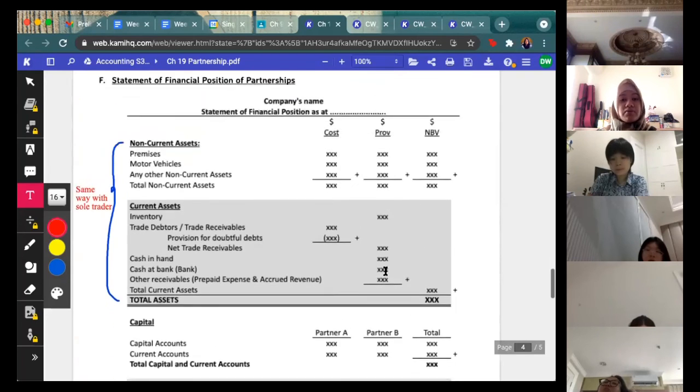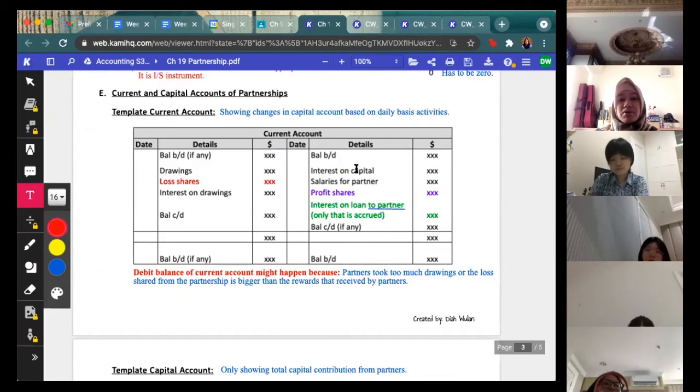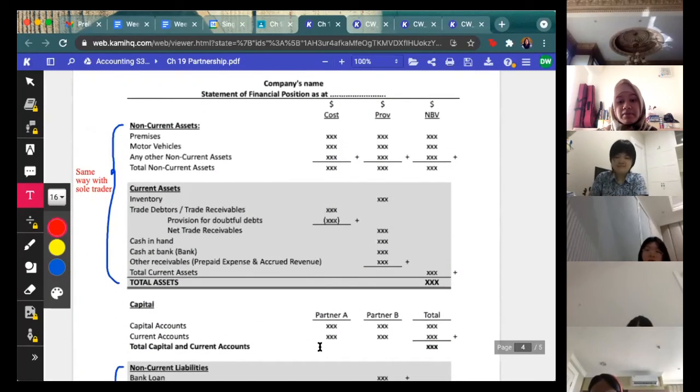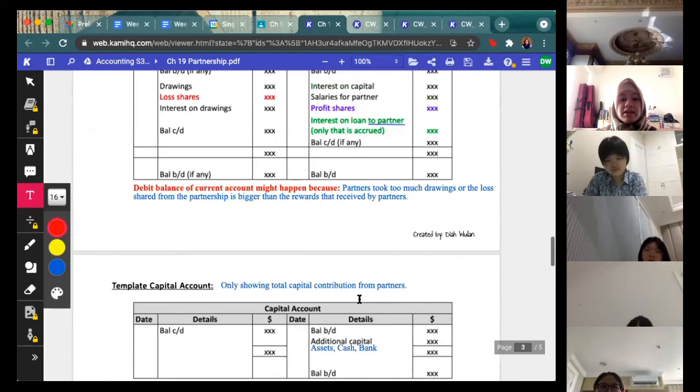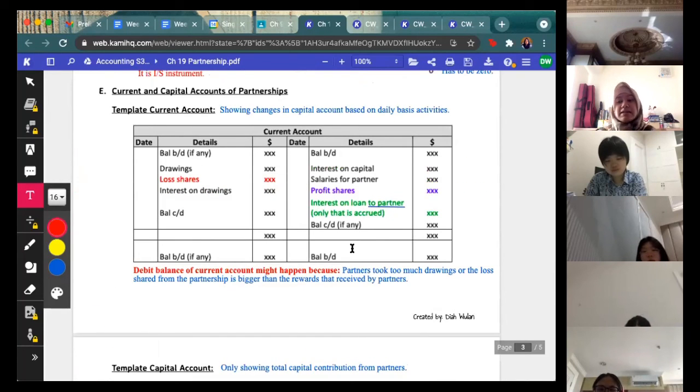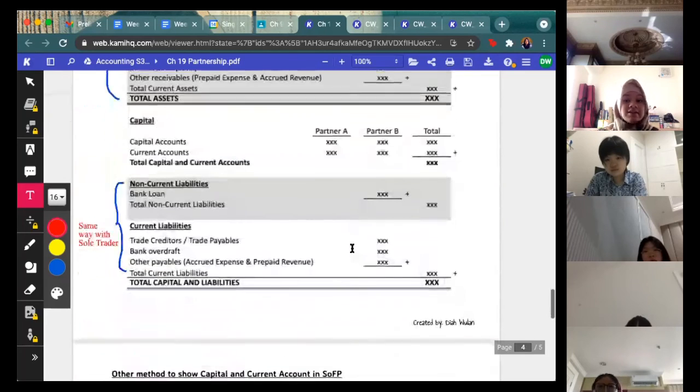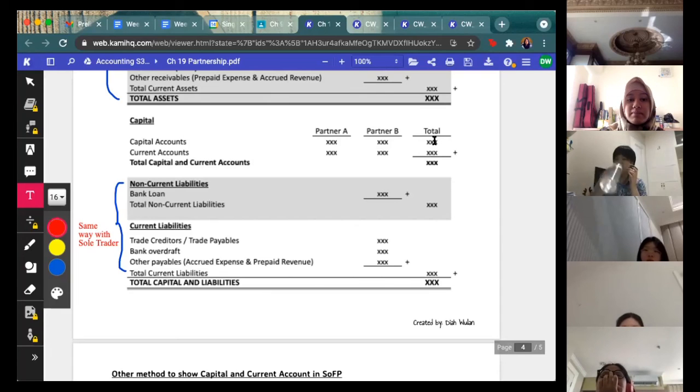This also depends on what you calculate here, the balance BD and balance BD. If one of the partners has a balance on the debit side, then you have to put it negative, in brackets. If the current account of the partner is on the credit side, it means it's positive, so do not put brackets. Only if the partner has a negative balance in the current account do you put the brackets. And then you total to the right, and then total between total capital and current account. Clear enough?